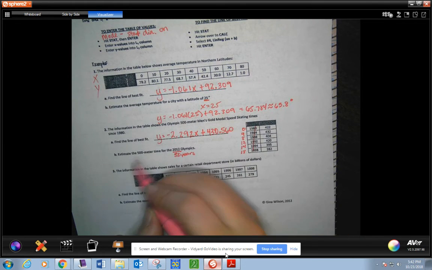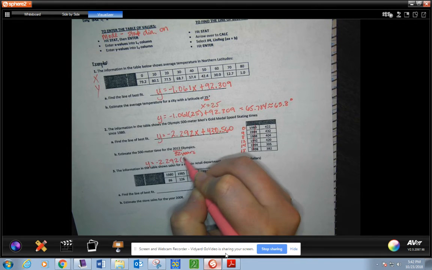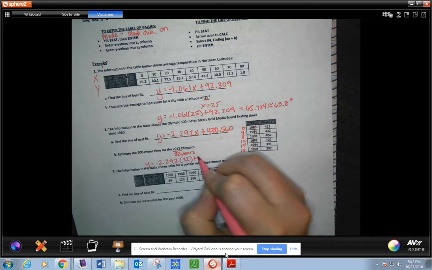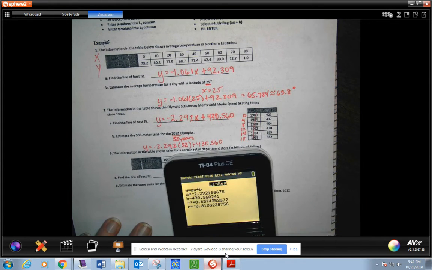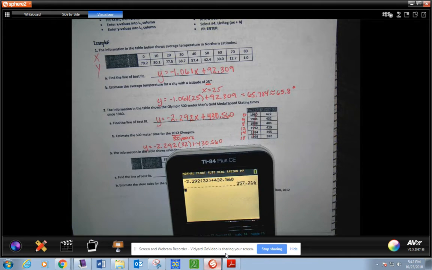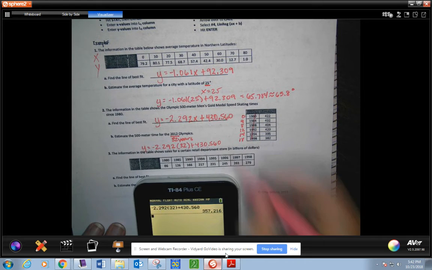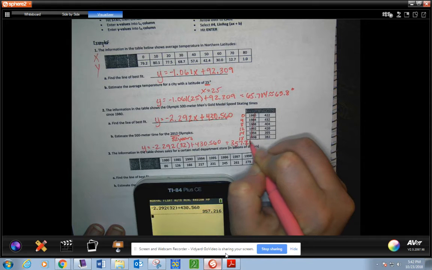Okay, so now all you have to do is take that formula, y equals negative 2.292, plug in 32, plus 430.560. Okay, grab your calculator, and you're just going to compute that. Negative 2.292, open parentheses, 32, plus 430.560, and hit enter. And you get 357.216.